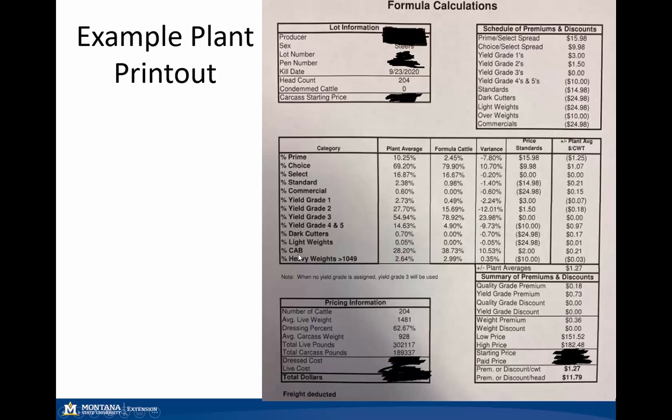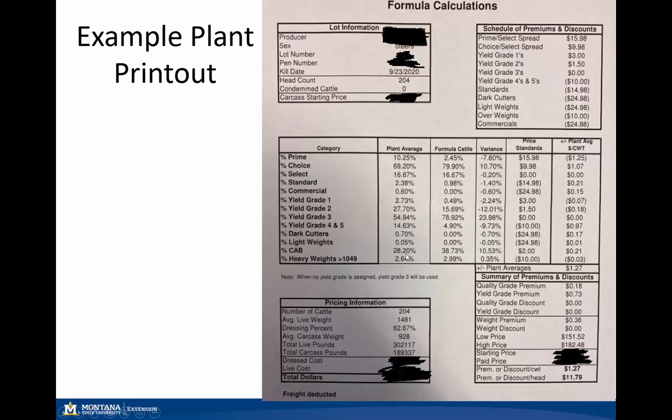Now you might receive, depending on where you send your animals, a percent certified Angus beef, so how many of those animals met the criteria for certified Angus beef, so about 39%. And then heavyweight carcasses, greater than 1,049 pounds. So about 3% of those animals.